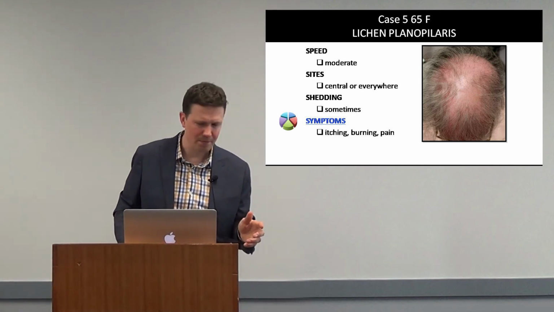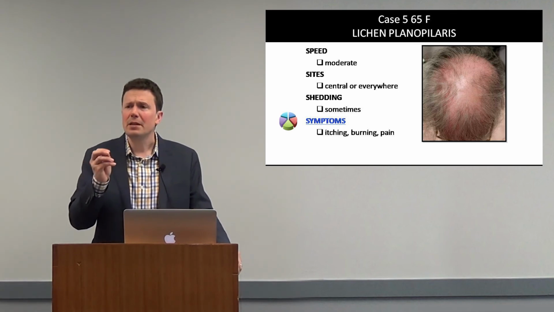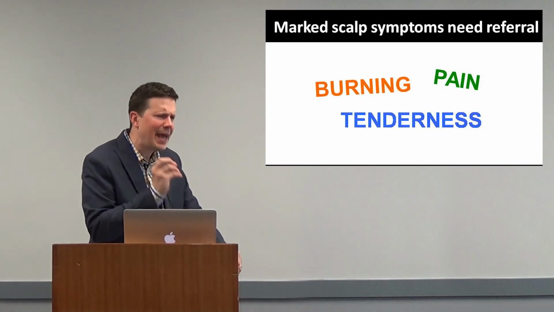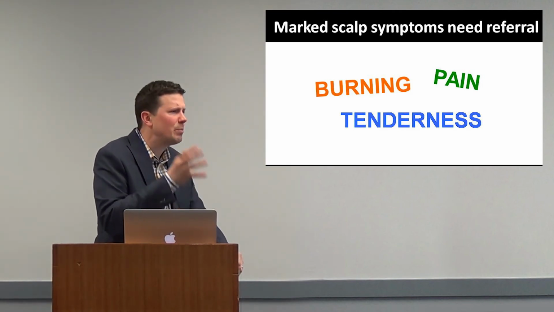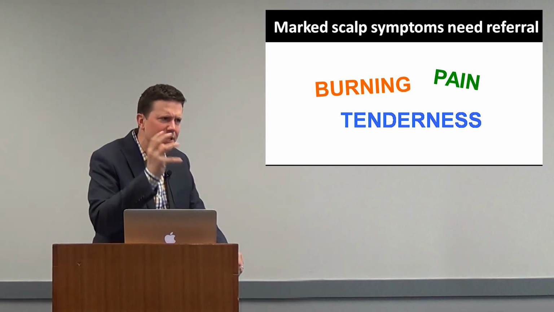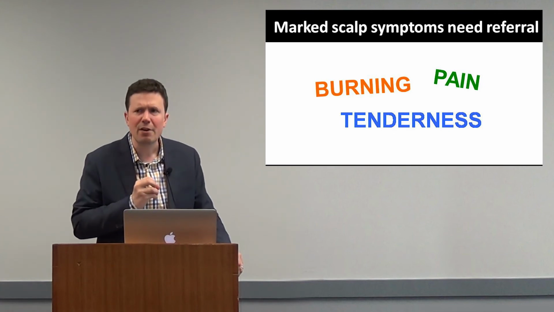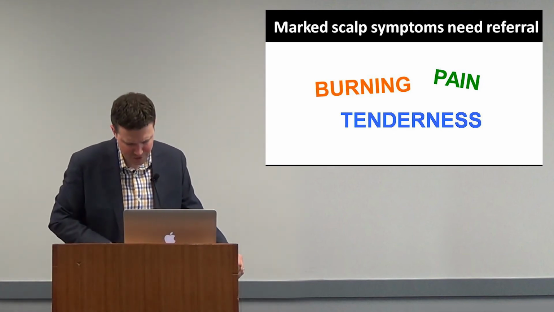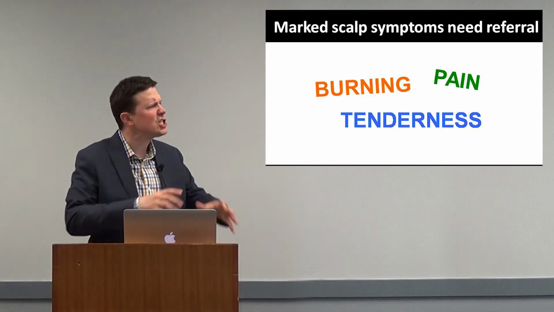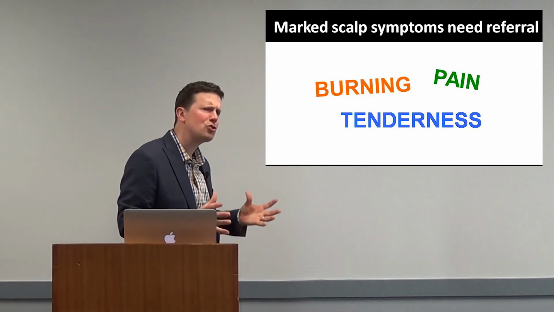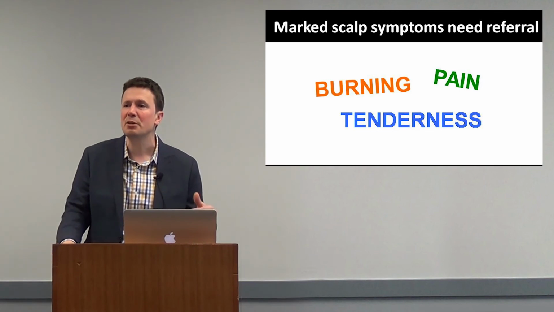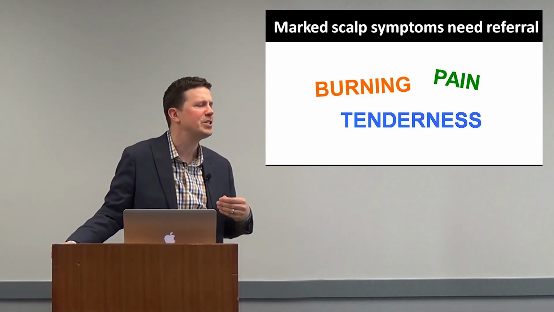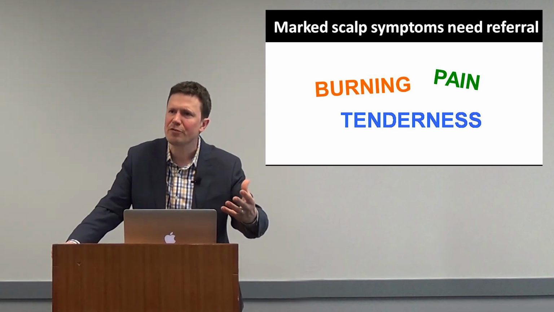is the symptoms. The thing I'd like to leave you with is that patients with severe burning and pain, itching as well, but especially burning and tenderness and pain, should really have referral to a dermatologist to rule out the possibility of a scarring alopecia. These scarring alopecias are a diverse group of conditions, and we saw the list in the beginning. Things like lichen planopilaris, frontal fibrosing alopecia, discoid lupus, central centrifugal alopecia.